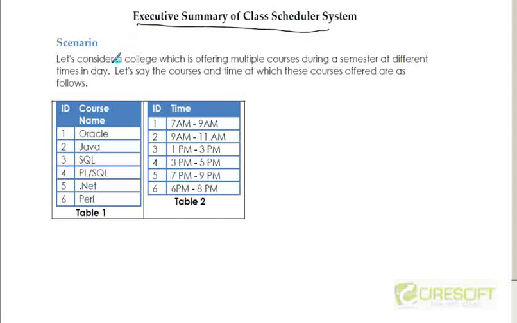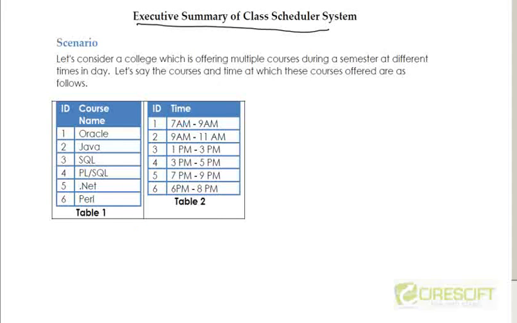Consider that we have a college which is offering multiple courses at multiple different times. For example, this college is offering 6 courses at 6 different times. That means Oracle can be taught at these times like 7 to 9 or 9 to 11 or 1 to 3 or 3 to 5 and so on. Similarly, Java can be taught at times like 7 to 9 and so on.